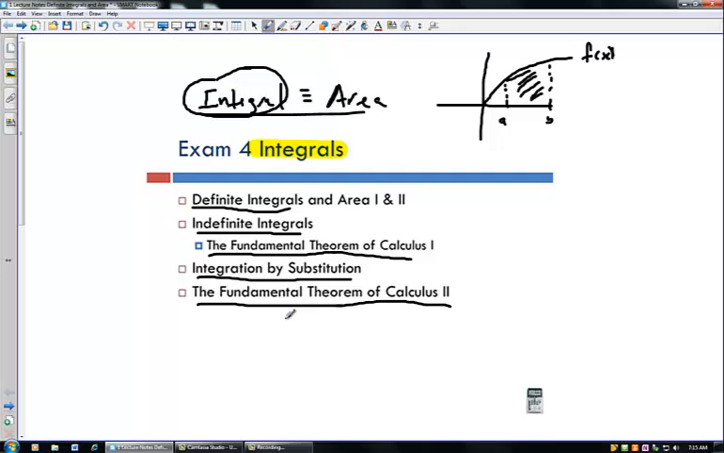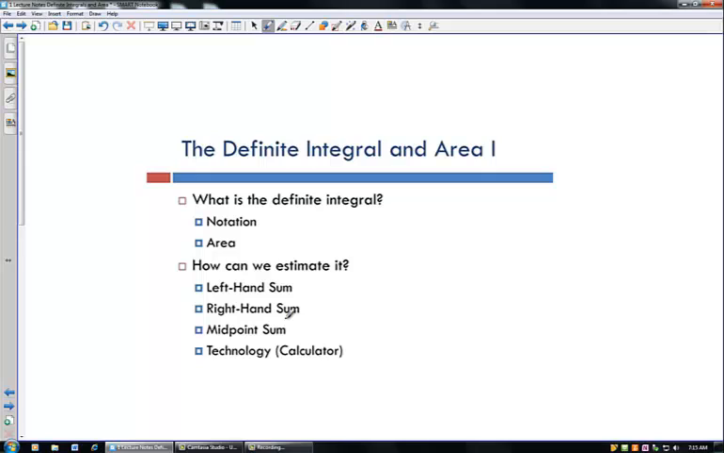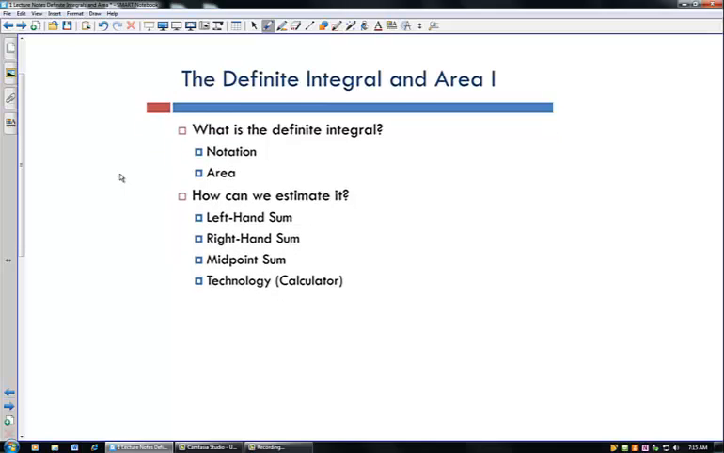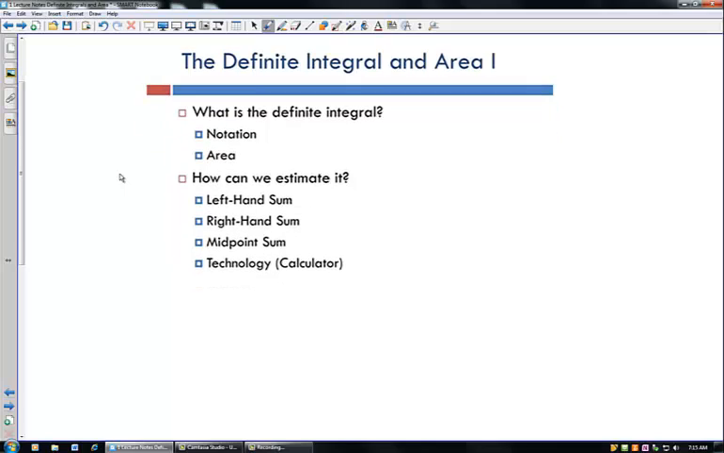All right, so that's just a brief introduction. Let's get to what we're going to do tomorrow in class. So tomorrow in class, we're going to talk about this definite integral and the area. So what is the definite integral? Let me do some notation for you first.